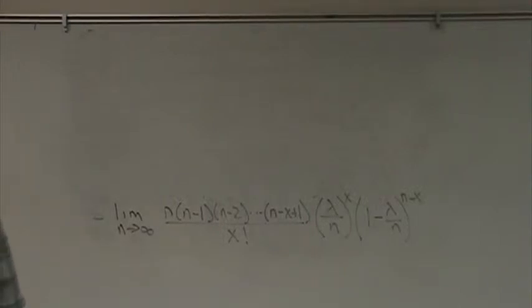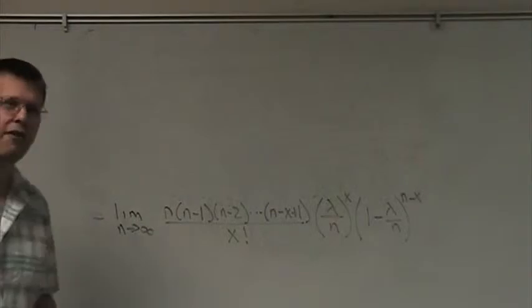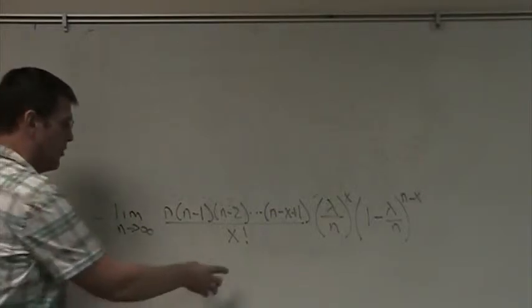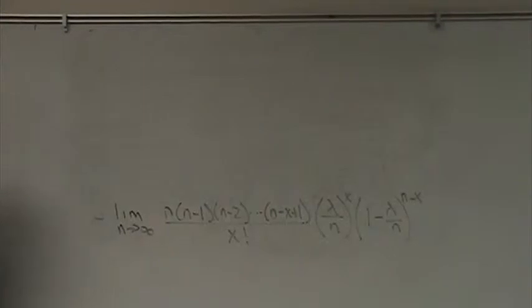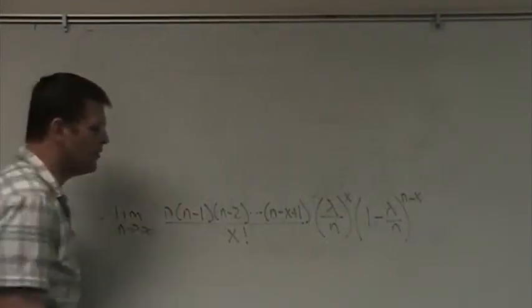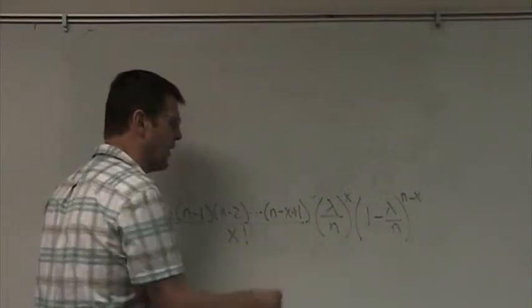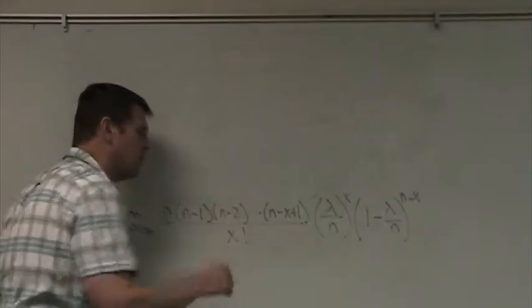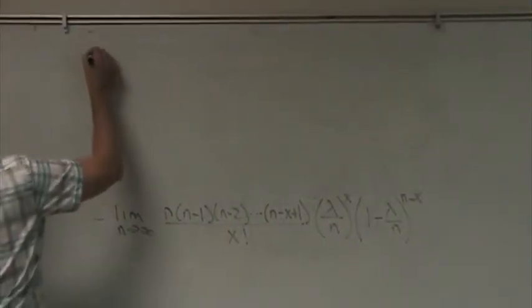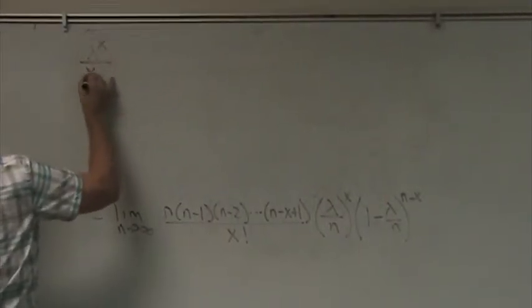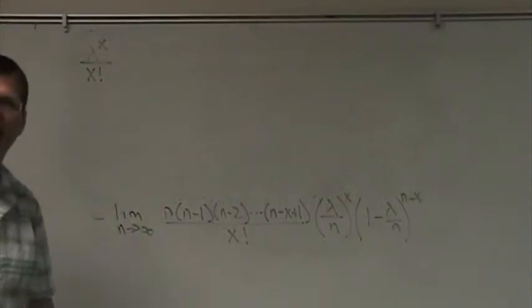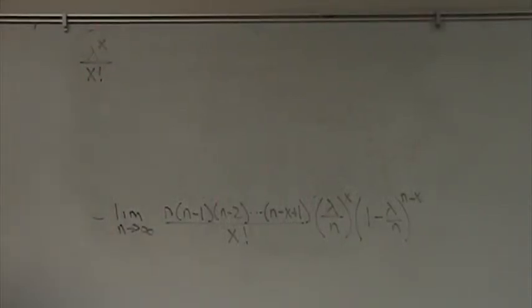So, as far as this limit's concerned, just like we do with summations and a lot of other things, we can look for some things to pull outside of the limit. So anything that doesn't involve n. x factorial in the denominator here certainly doesn't involve n. And we can split lambda over n to the x into lambda to the x divided by n to the x. So we can then pull lambda to the x divided by x factorial outside of the limit.